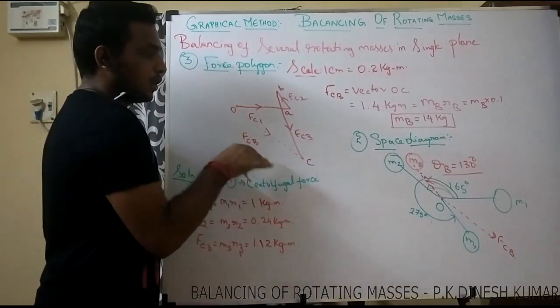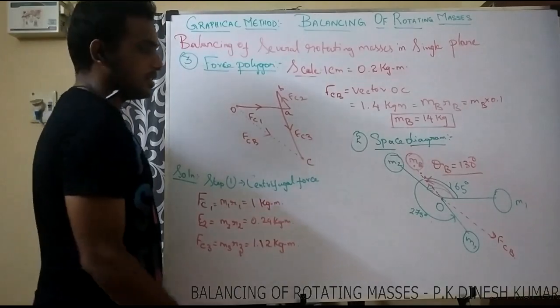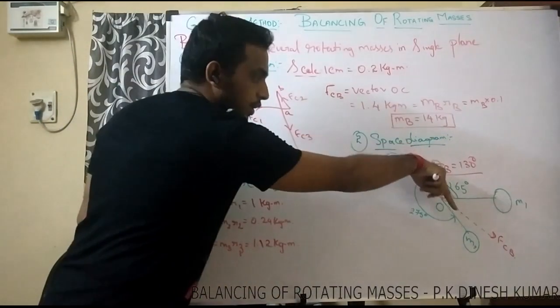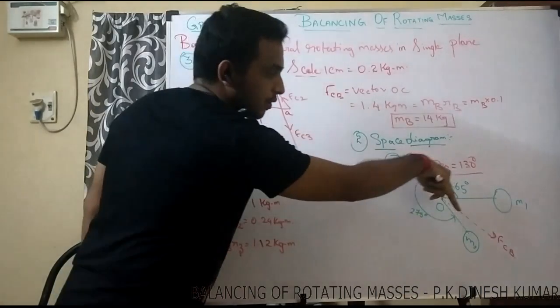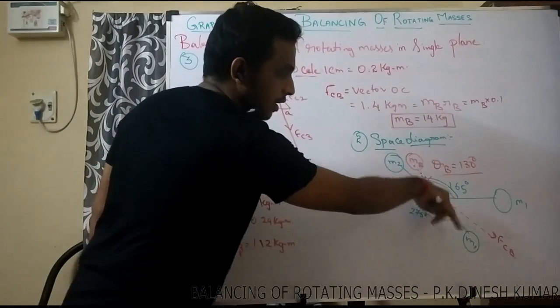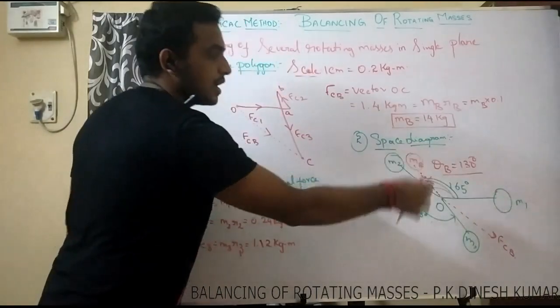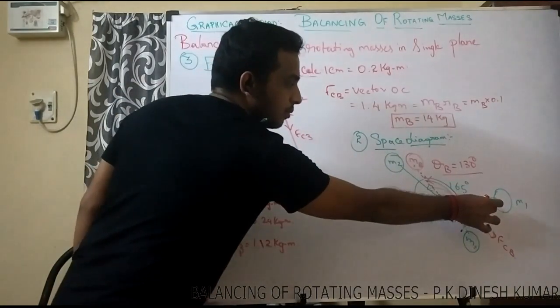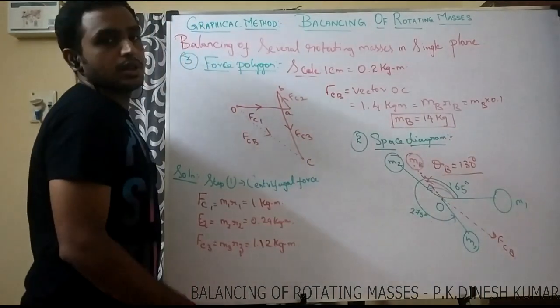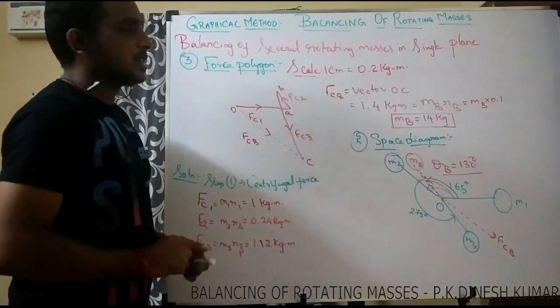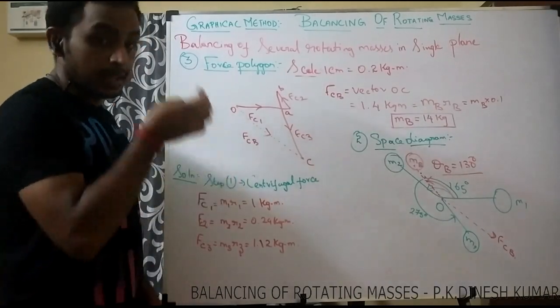And then what we need to do is specify the location of the balancing mass. So we are specifying the location of the balancing mass with respect to the force vector. Since it is moving outward, we place it over here, and along that line of action, we place our mass MB, measured from M1 as theta B equal to 130 degrees. So this is how we have to solve this problem, in terms of what has been asked: balancing of several rotating masses in a single plane.